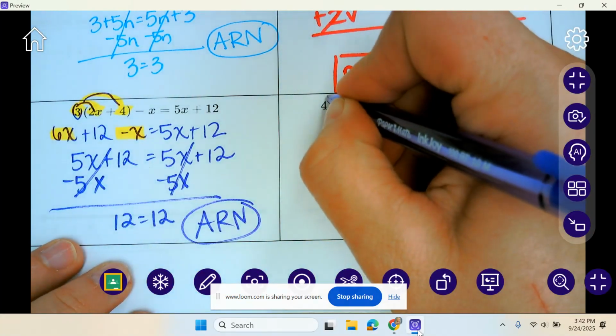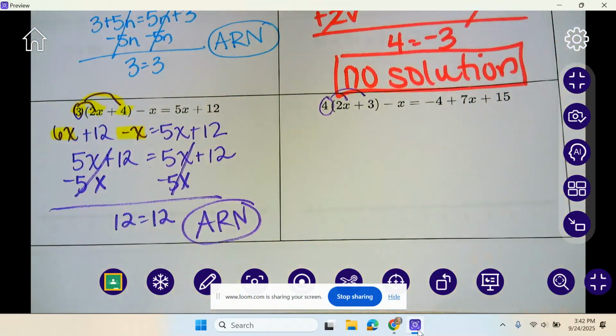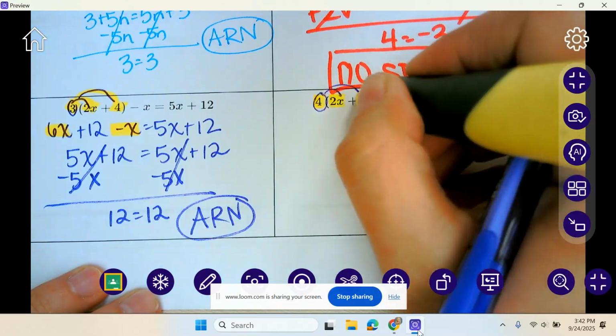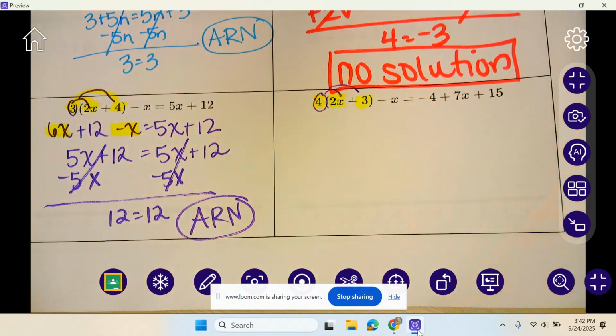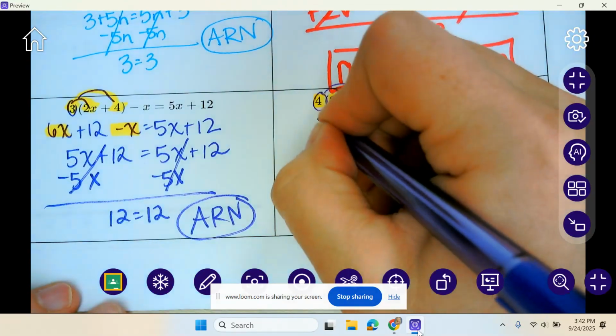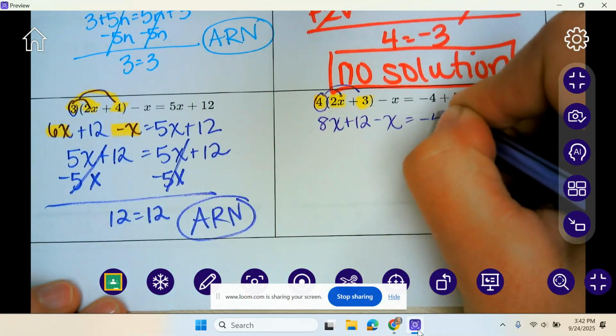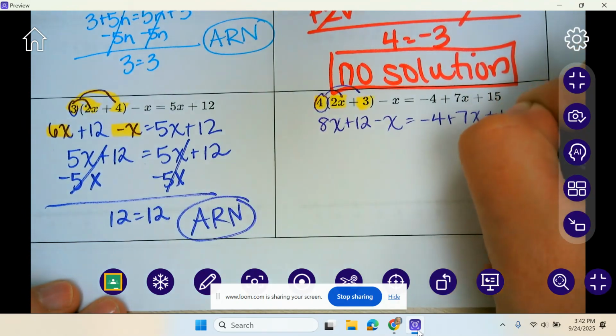I have 4. It's going to get distributed to the 2 and the 3. And then that's the only distribution. Okay, so I have 8x plus 12 minus x equals negative 4 plus 7x plus 15.